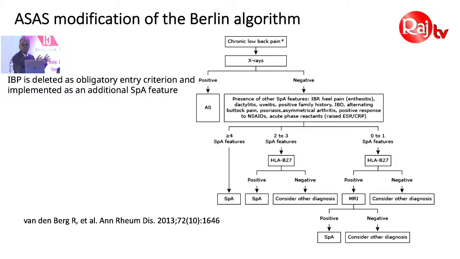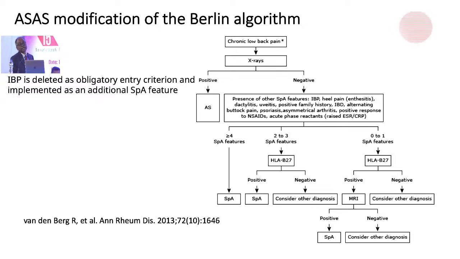So this is the position of HLA-B27. Do HLA-B27. But HLA-B27 nowadays is being done rampantly in all patients with low back pain. If HLA-B27 is positive with 2 to 3 spondyloarthritis features in a chronic low back pain patient, then it is spondyloarthritis. If HLA-B27 is negative, then consider other diagnosis.